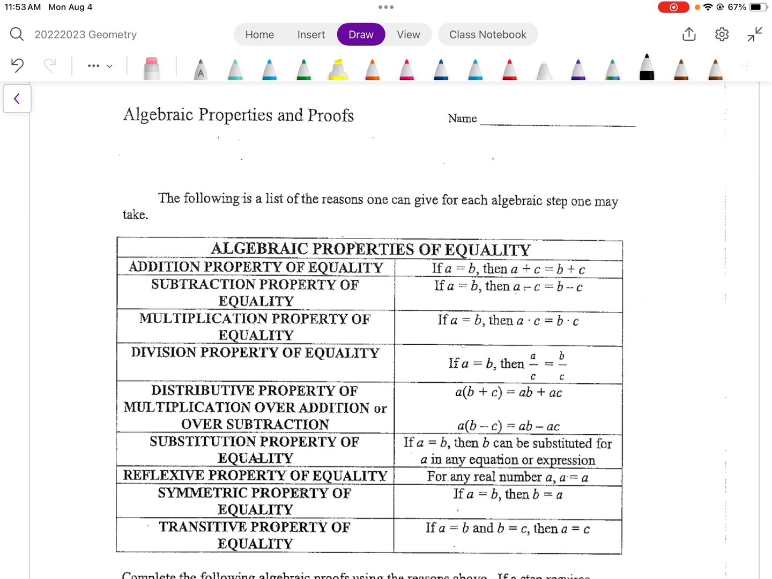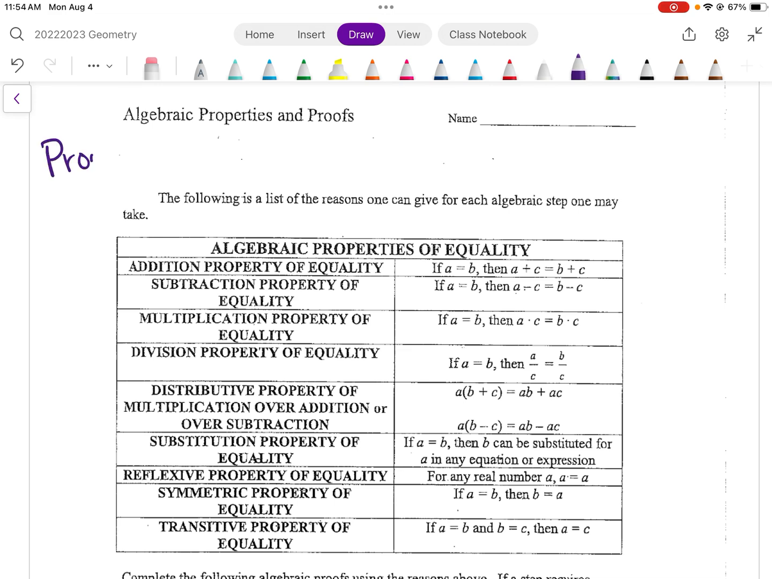All right, this is a pretty exciting lesson because we are going to start proofs for the very first time. So good news is we're going to start off with something you probably already know how to do, which is solve equations. We're going to do algebraic proofs. So a proof is exactly what it sounds like. It's proving that something is true every step of the way.